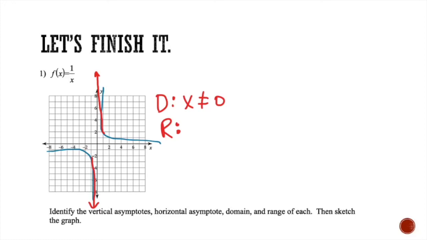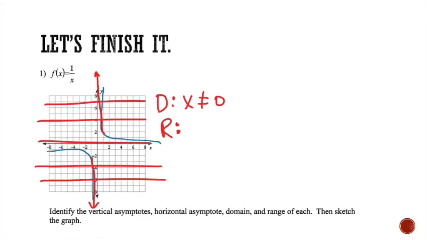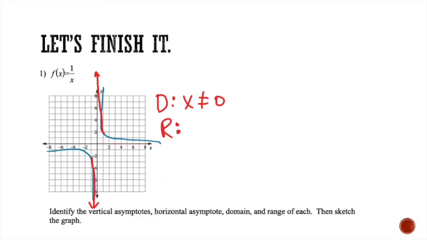All right. What about the range? Remember, we draw these to figure out the range. Where will it not touch the graph if I draw a horizontal line? At y equals 0. So I will not have y equal 0. Will it be 0, 0 or just 0? Just 0. Y will never be 0.